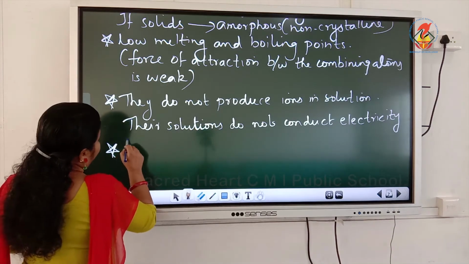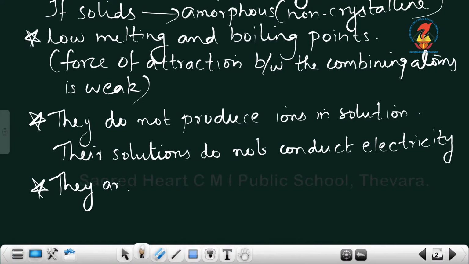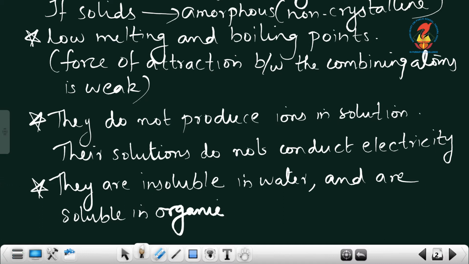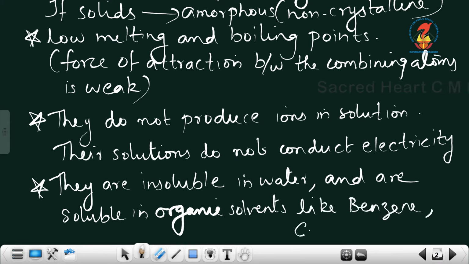Last one, they are insoluble in water and are soluble in organic solvents like benzene, carbon tetrachloride, etc.